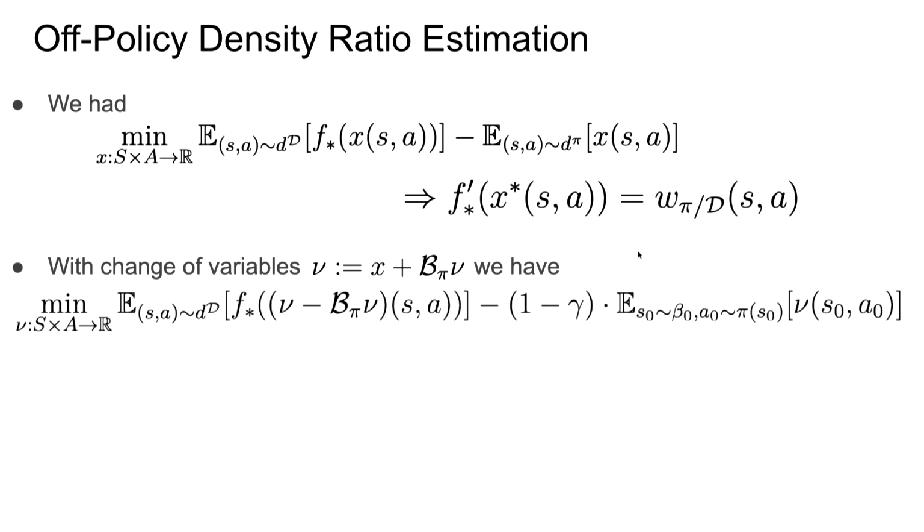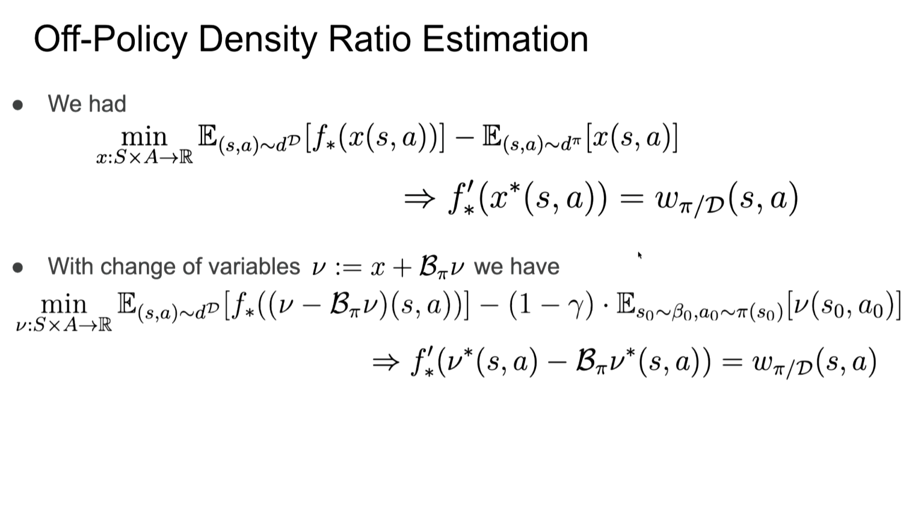So now x in the old objective was just the Bellman residual. And so what we can do is, if we put in nu instead, now the first expectation becomes F conjugate applied to the Bellman residual of nu. And then we show that the second expectation just reduces to the average initial nu values, which are essentially Q values with respect to x. And now, instead of this nice expression for the density ratios in terms of x, we have an expression for the density ratios in terms of the Bellman residual for nu.